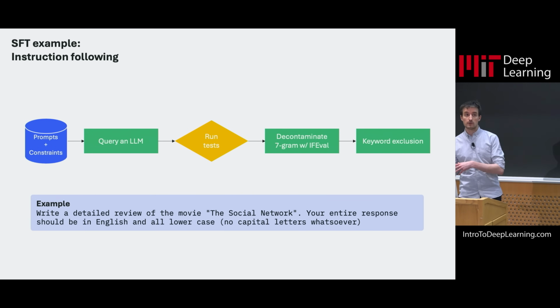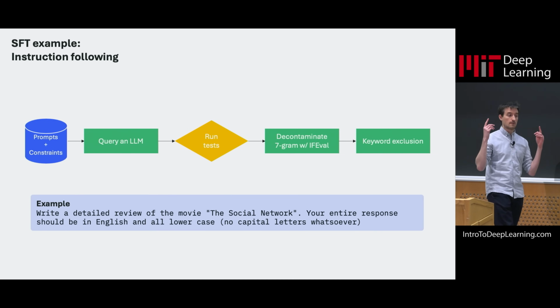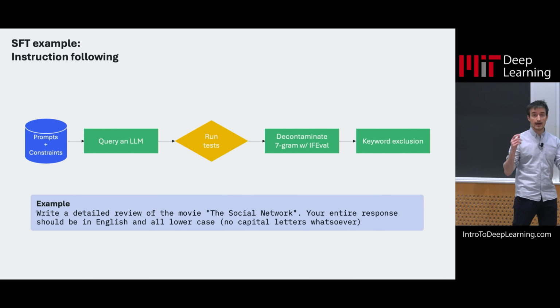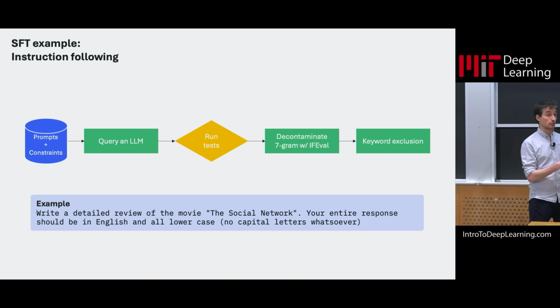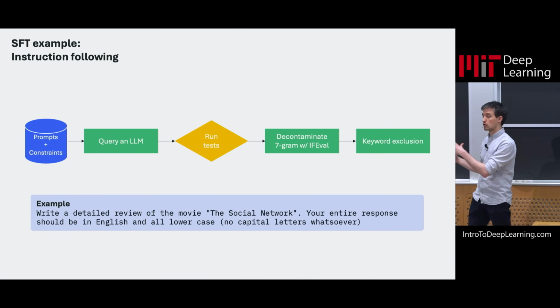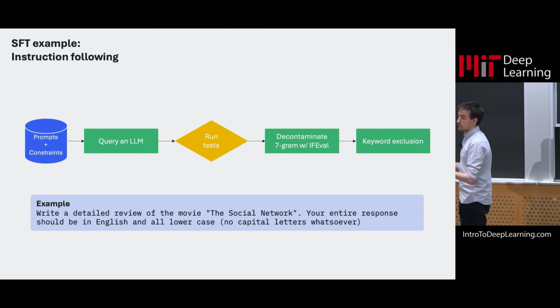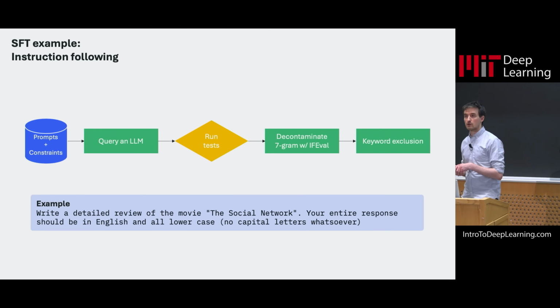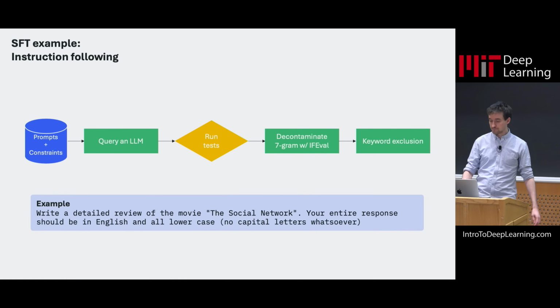Then you can do decontamination. There's an evaluation set that is called IF-eval. So you want to make sure that you're not by mistake generating samples that are too close to IF-eval. And finally, you can do some keyword exclusion to remove some part of it.